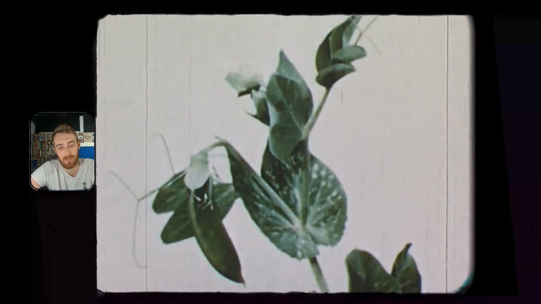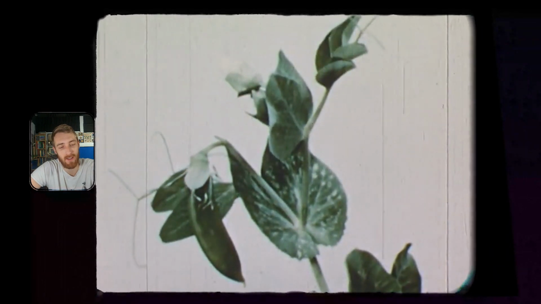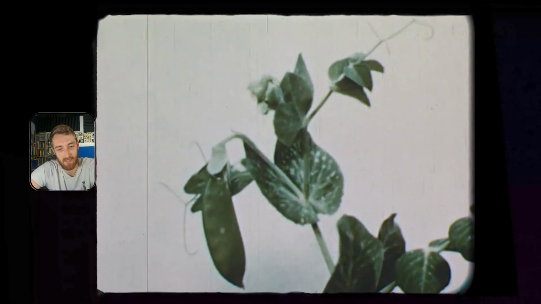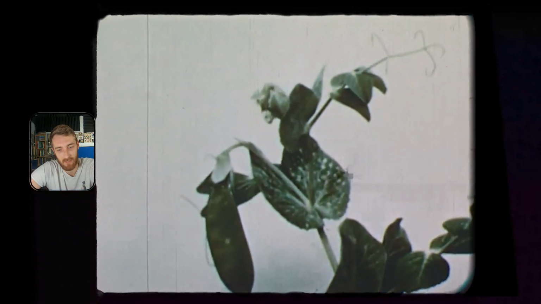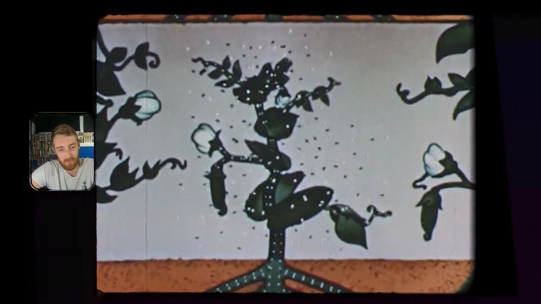Seeds are developing inside the pod. Oh, that was actually crazy to see how fast this pea pod just developed out of that flower. Now that we've seen a life cycle in the growth of a living pea plant, we shall study some of the processes inside the plant that have made it possible.